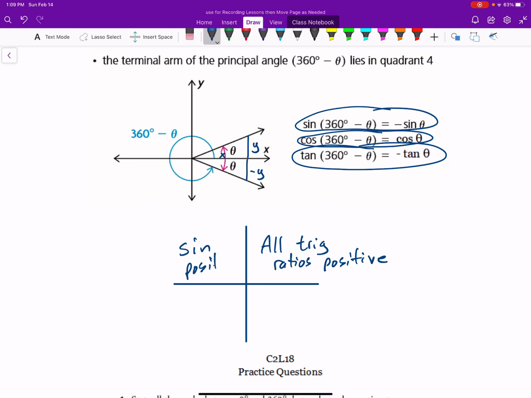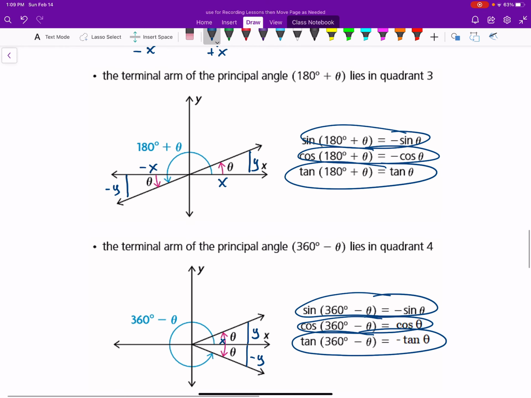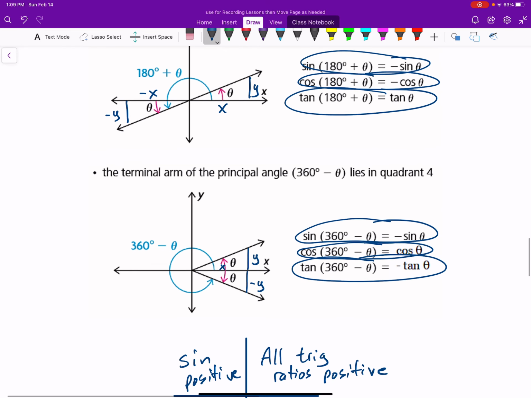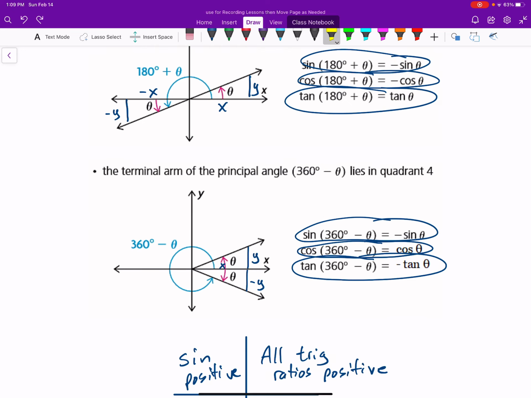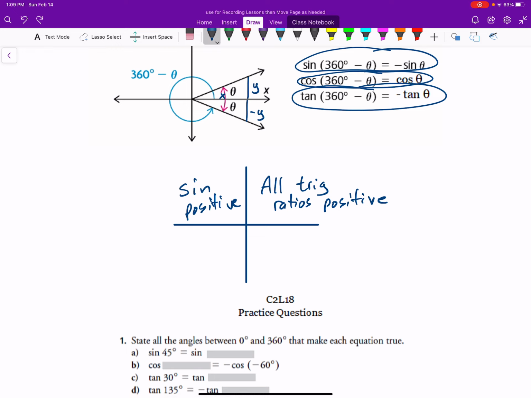Sine positive. In quadrant 3, only the tan is positive. Sine and cos were both negative. So tan is positive. And in quadrant 4, only the cosine is positive. Sine and tan were both negative in quadrant 4. So cosine is positive.